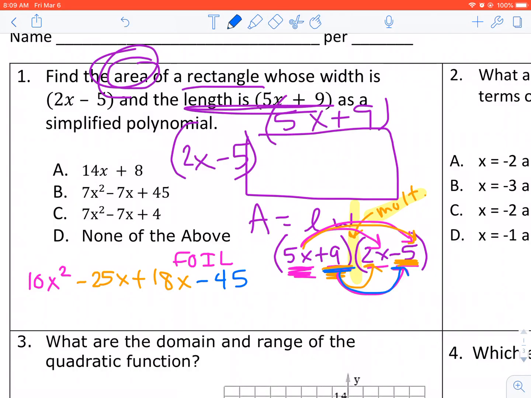Then we have to go through and combine like terms. So this stuff in the middle right here, both of these terms have x's on them. So we have 10x squared. And then we have negative 25x and a positive 18x. If you need help on Desmos, you're going to put these together. And we have negative 25 and a positive 18. So if you type that in, it's actually going to subtract and give you a negative 7x. And then we have negative 45 that comes right down.